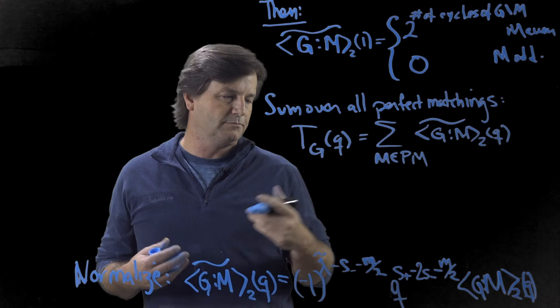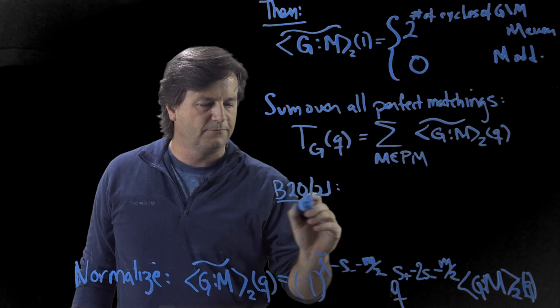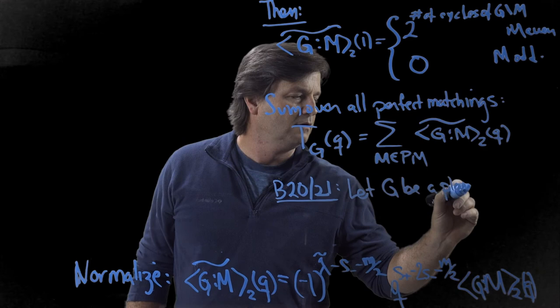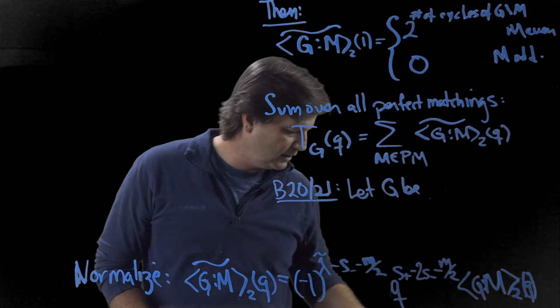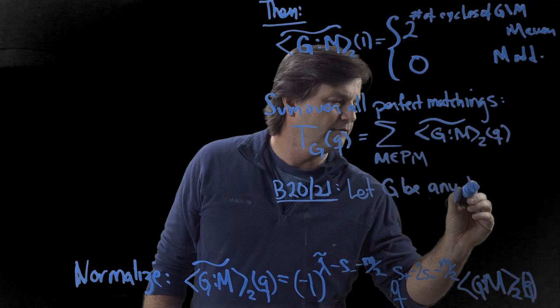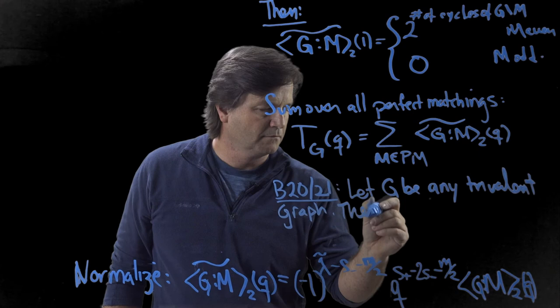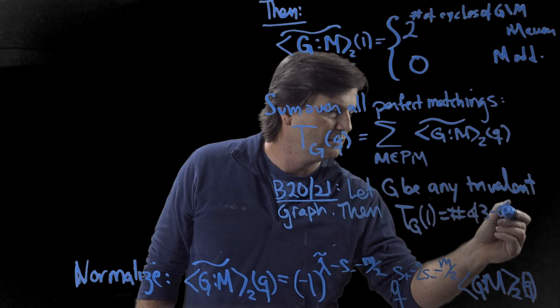So in 2020, later this year, maybe 21, sometime in that time frame, there'll be a paper out that says, let G be a planar graph. Or just any graph, doesn't have to be planar. Let's be careful, that's the whole point of this theorem. Let G be any trivalent graph. Then TG of 1 is equal to the number of three-edge colorings of G.